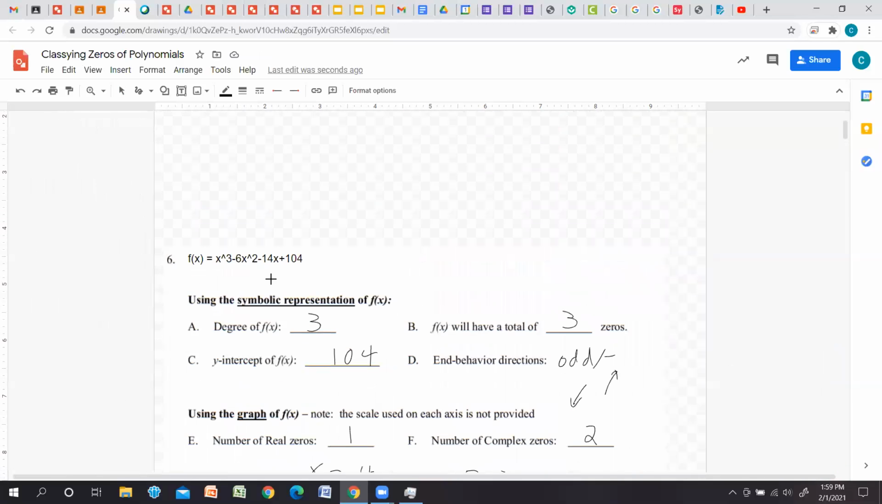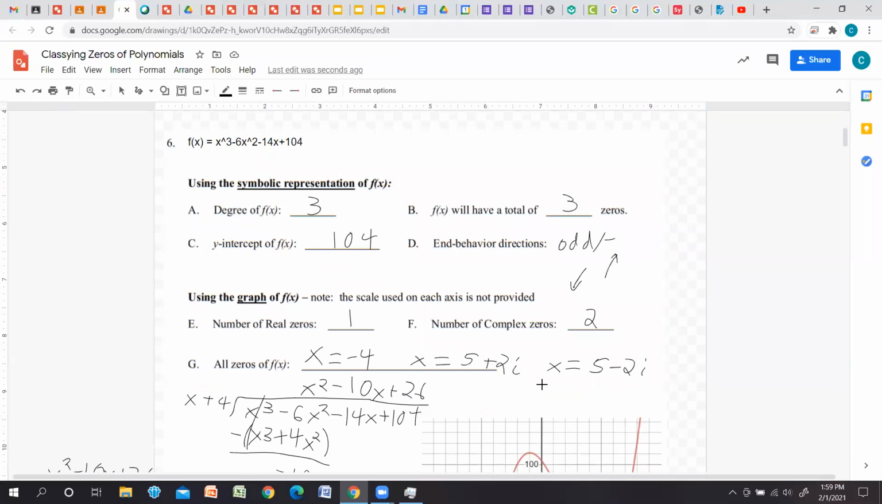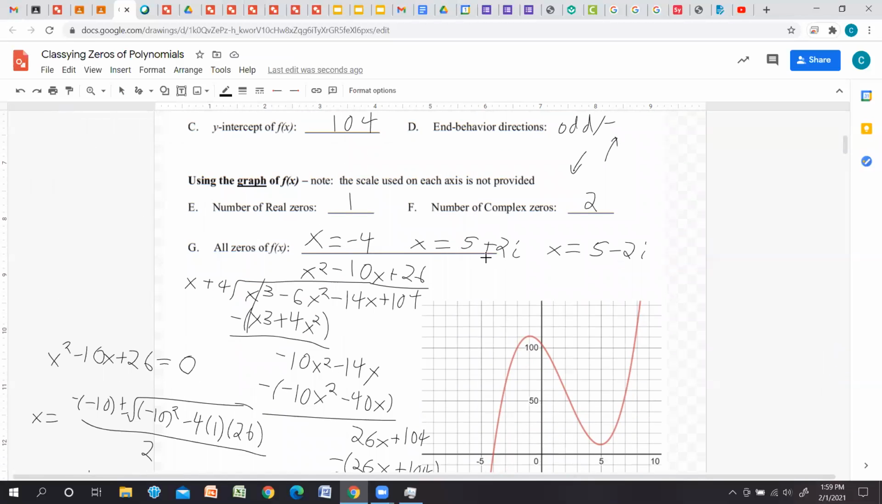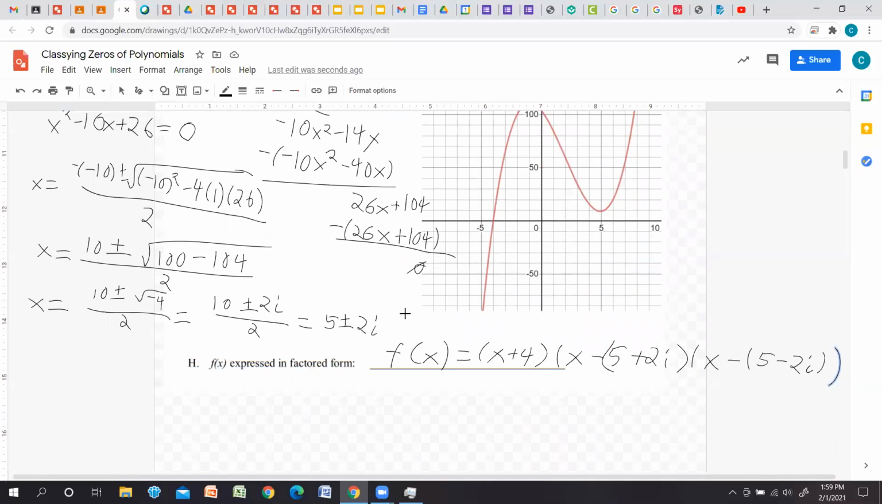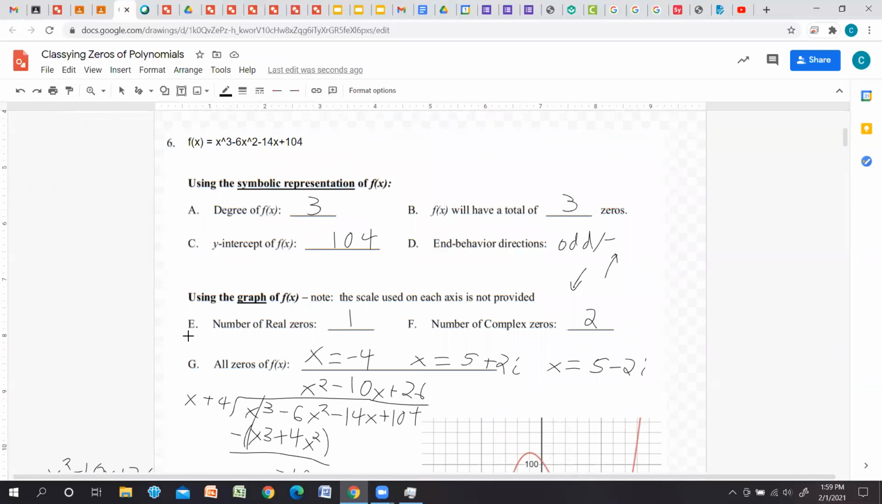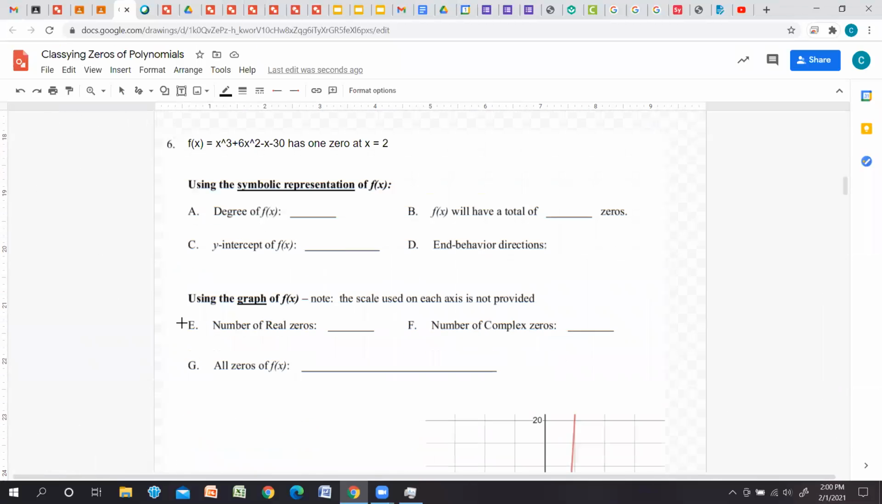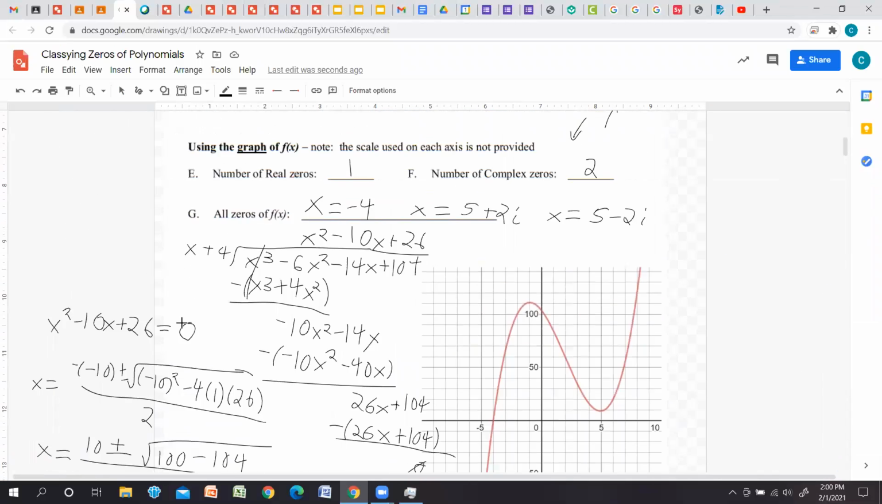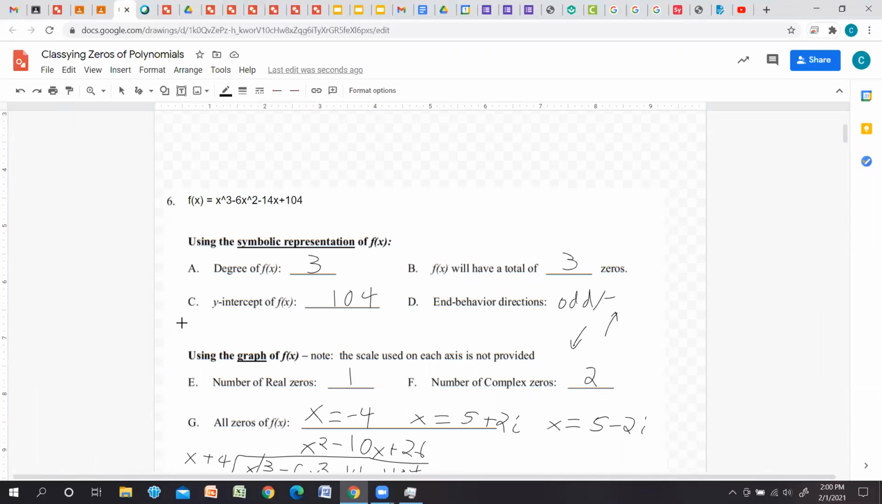So again, we looked at the symbolic representation and could determine the information up here. Then from the graph, we could determine which are real or complex zeros. And we can determine those zeros using long division. Then finally write it in factored form. So the same steps are for the entire assignment. So please just go through and answer all the questions for each of the graphs. Just do your best with that. Please ask if you have any questions, attend tutoring, and just do your best on the assignment.